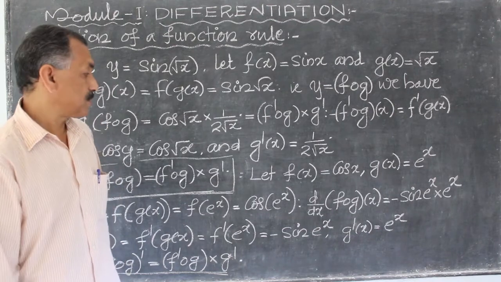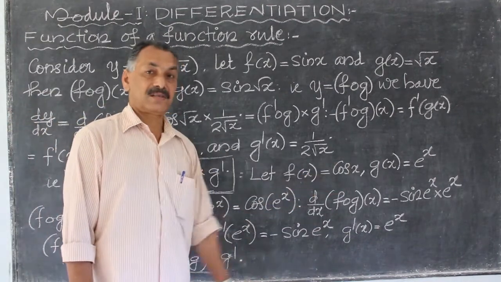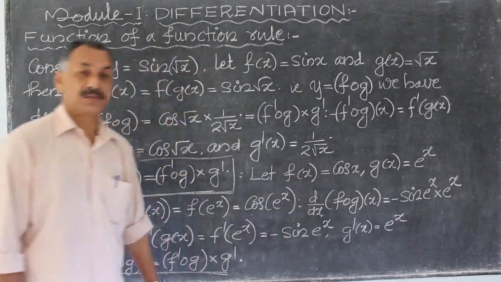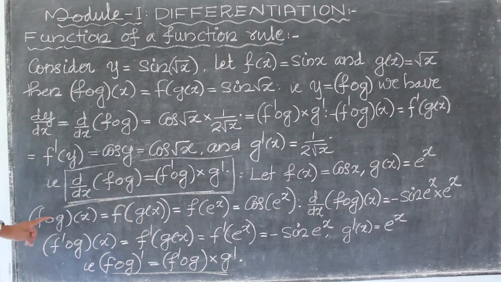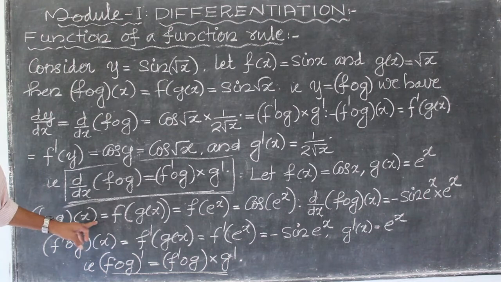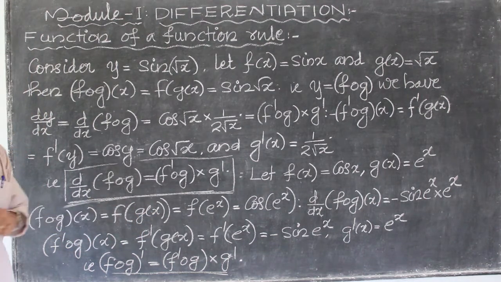Consider another example also. Let f of x is equal to cos x and g of x is equal to e raised to x. Then what is f dot g of x? f composite g of x is equal to f of g of x.